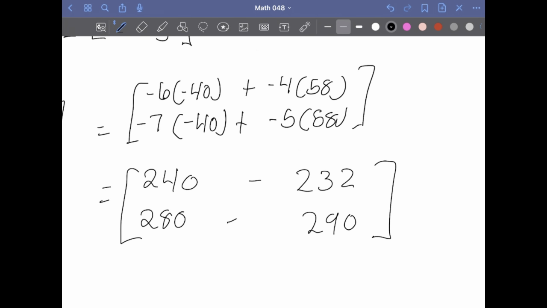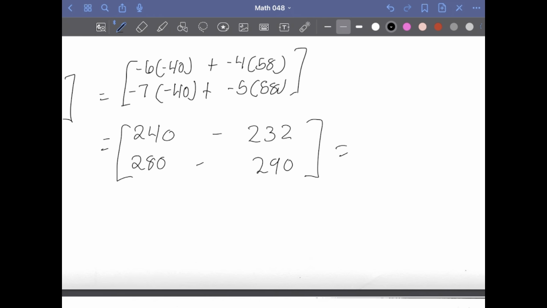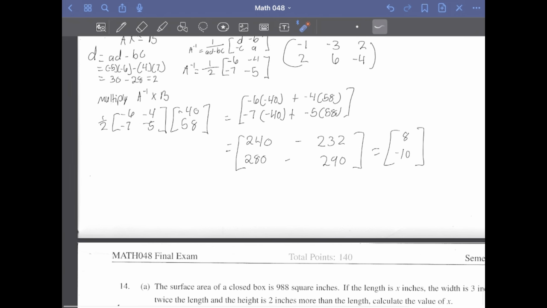Okay, so 240 minus 232, that's 8. And then 280 minus 290, that's -10. And we just multiplied the two, don't forget there's a half here. There's a half here, so we still have it.